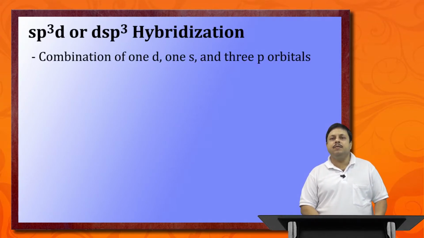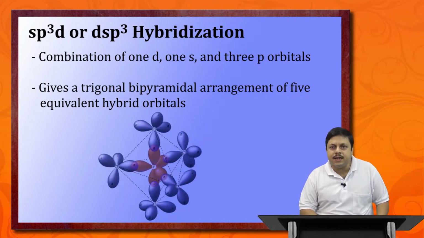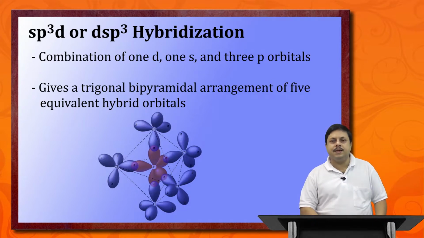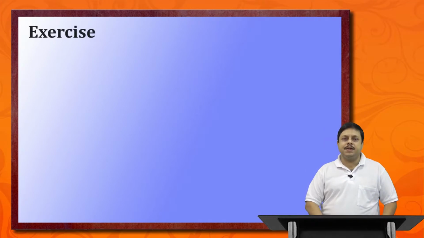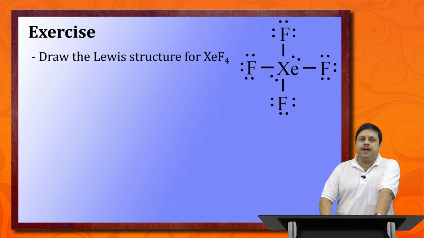A combination of 1d, 1s and 3p orbitals gives a trigonal bipyramidal arrangement of 5 equivalent hybrids. And this is the structure. So this Cl, phosphorus, Cl angle is 120 degrees, and if you look at the angle between the two axial chlorines through phosphorus, this entire angle is 180 degrees. With respect to the molecular plane, the axial Cl, P, Cl angle is 90 degrees.